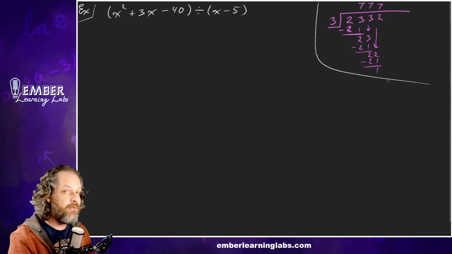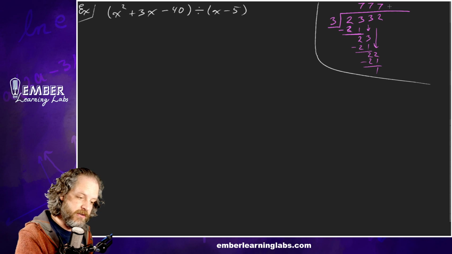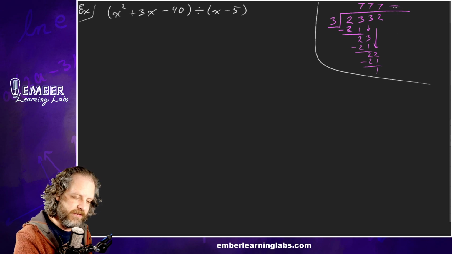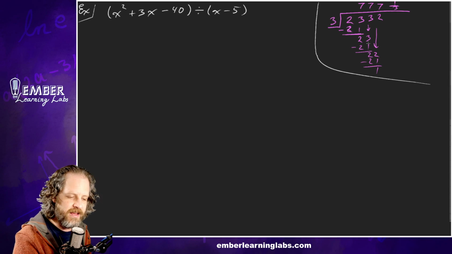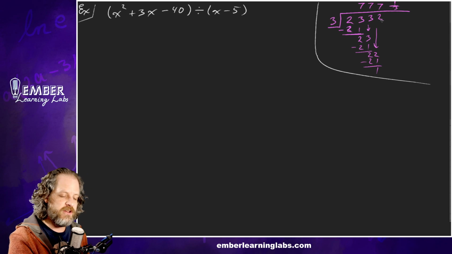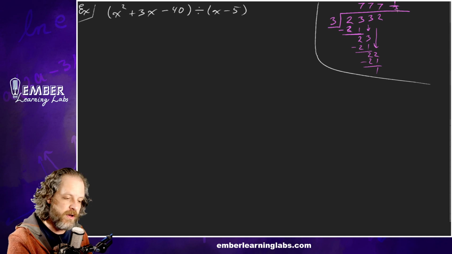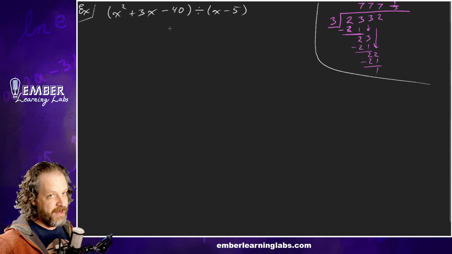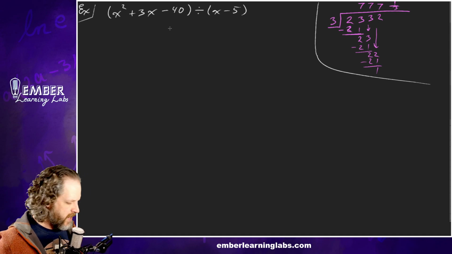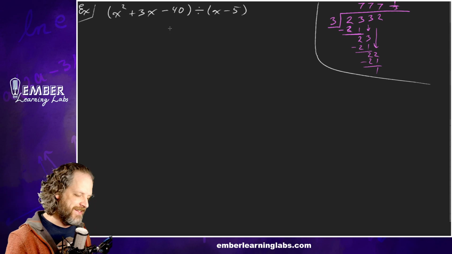If I want to write a remainder as a fraction, y'all remember how to do that? I hope so. You put the remainder as the numerator and the divisor as the denominator. So this little micro example, 2,322 divided by 3, is 777 and 1/3. Let's take that remembrance of things and apply it over here.